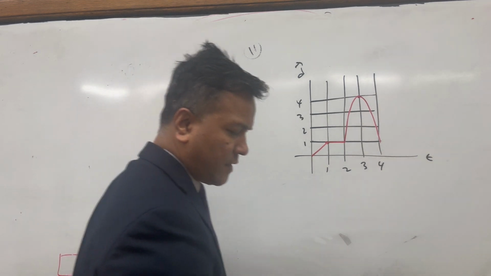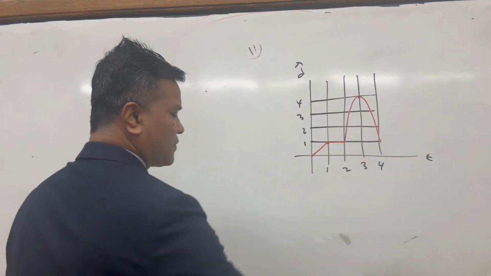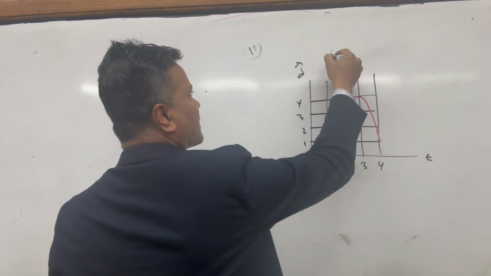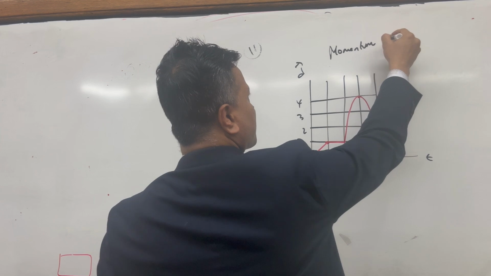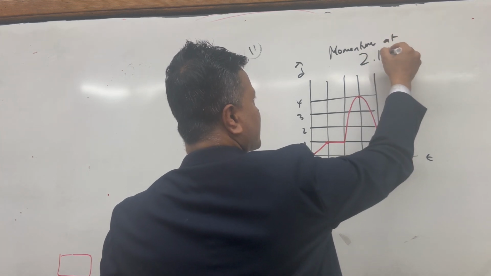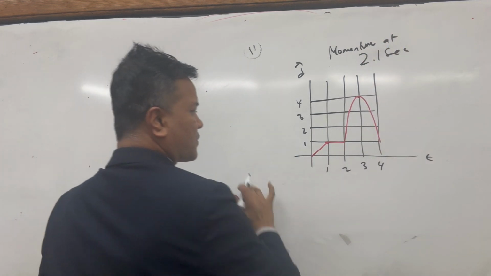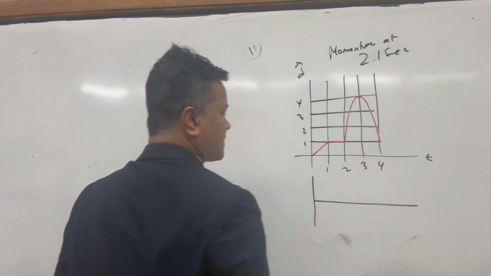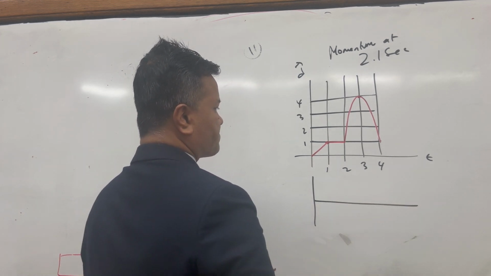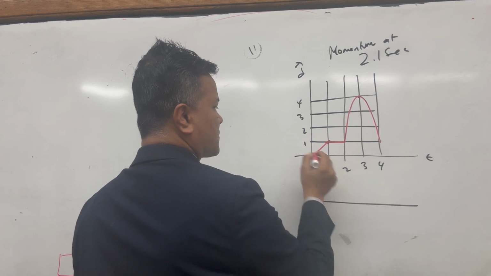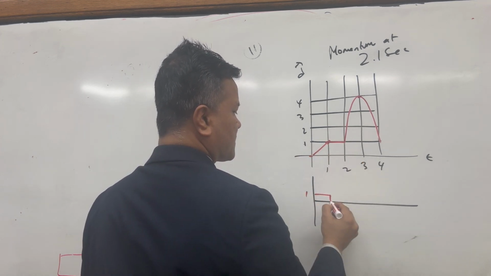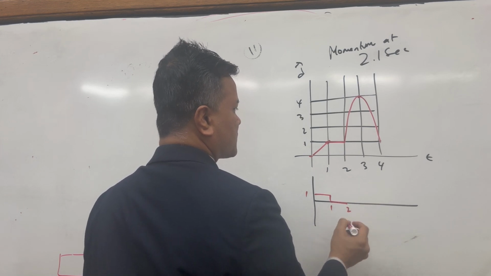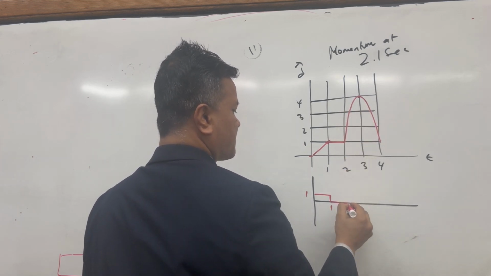So you want to find the momentum at 2.1 second. How can you do that? Convert it to a VT graph quickly. The slope of this one is 1 divided by 1, which is 1. The slope of this one is 0. This is 1, this is 2. The slope of this one is v.